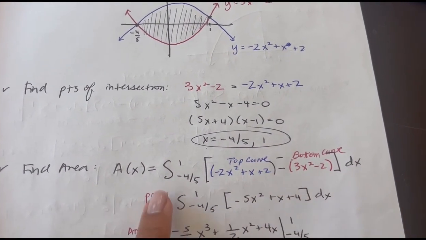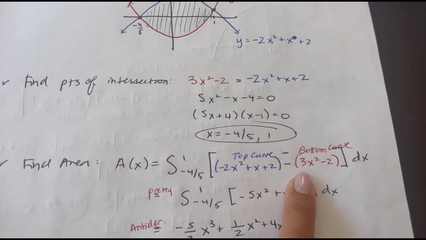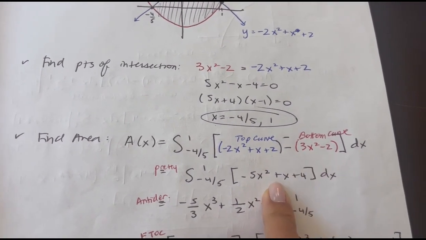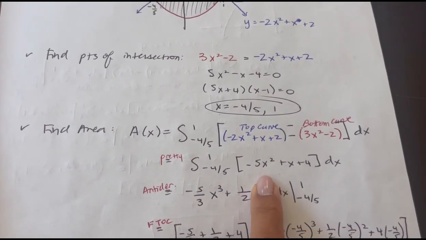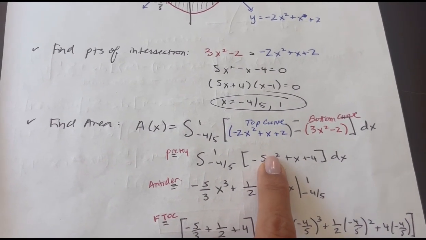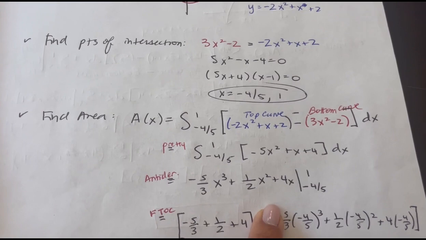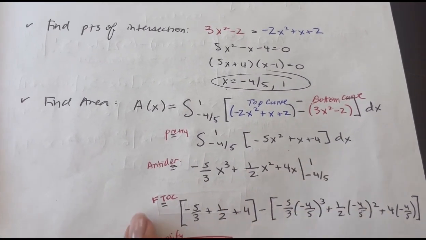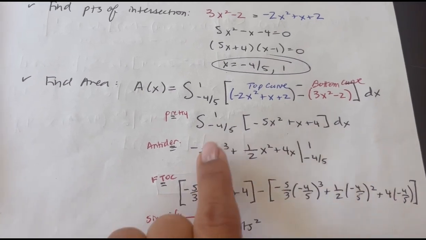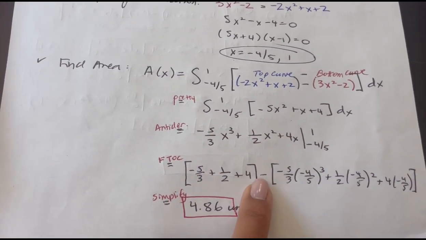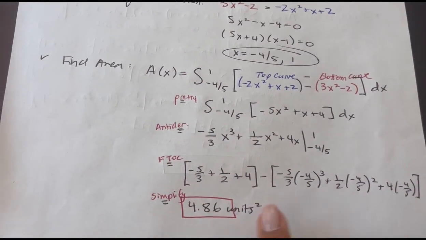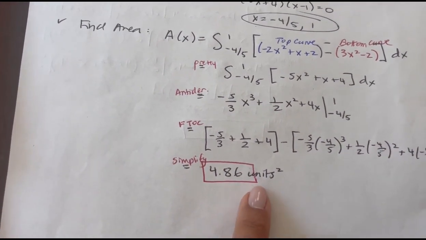Once you have that, you can make it look pretty before you find the antiderivative. Combine like terms. Then you're going to find the antiderivative, right? So you add 1 to the exponent and you divide by the new exponent. You have it going from -4/5 to 1. Now we use the fundamental theorem of calculus, where we plug the 1 into the function minus you plug the -4/5 into the function. Once you do all that and simplify, you get 4.86 units squared.